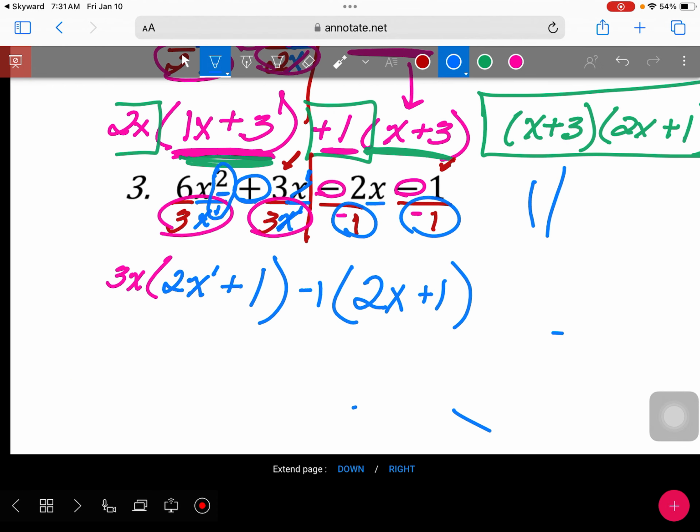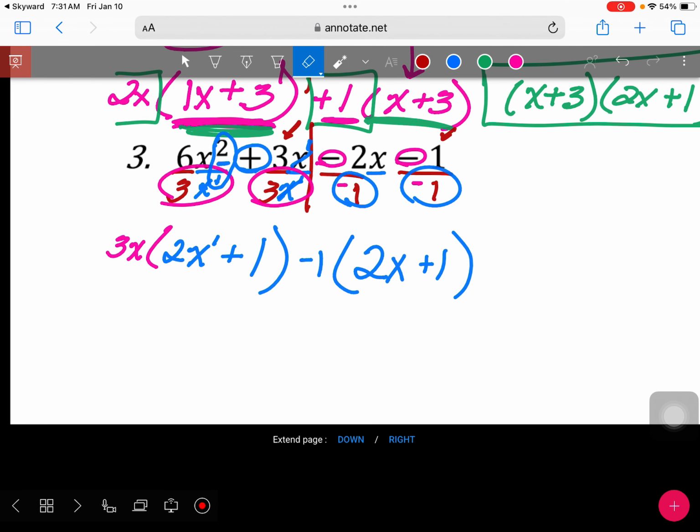Oh, I hate that. Does anybody else of your teachers always have these extra little marks? Just say yes. No? Thank you.